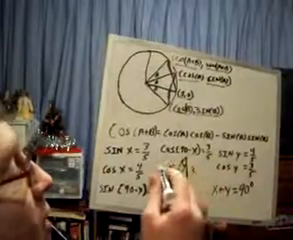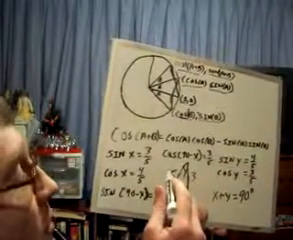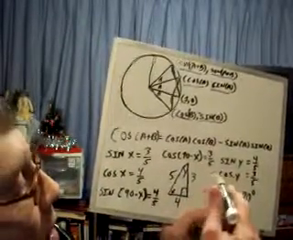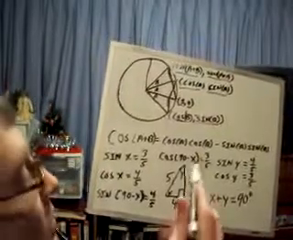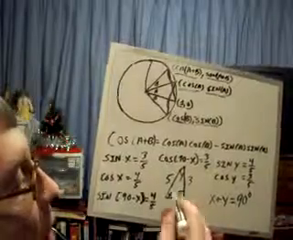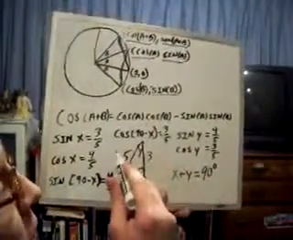Now then, what's the sine of X? Well, it's going to be 3/5. What's the cosine of X? That's going to be 4/5. What's the sine of Y? Sorry, the sine of Y is going to be 4/5. And the cosine of Y is going to be 3/5.